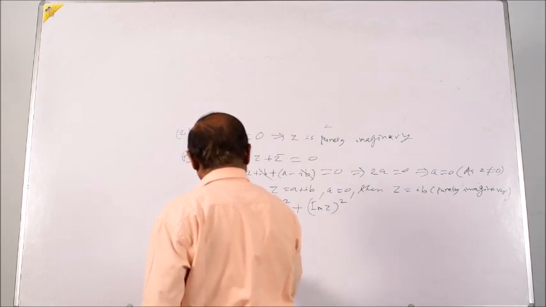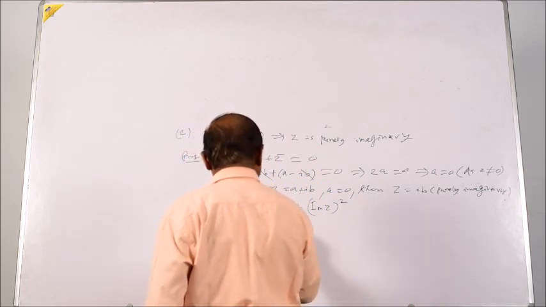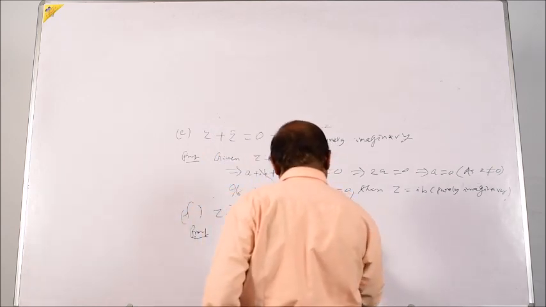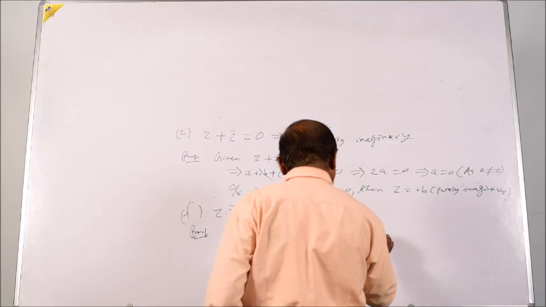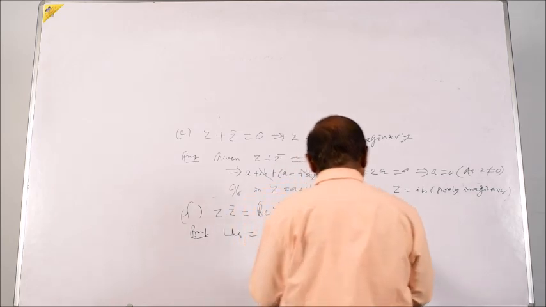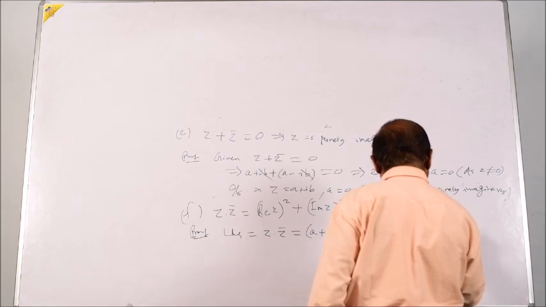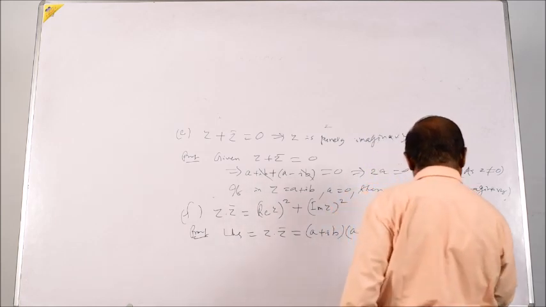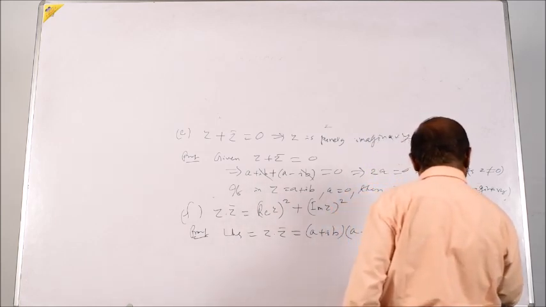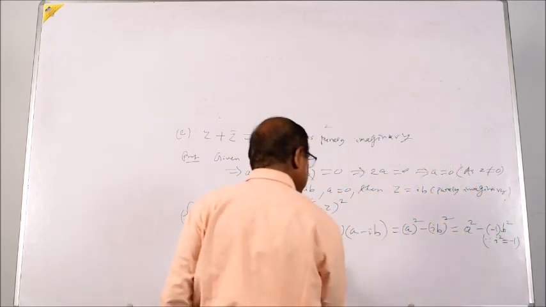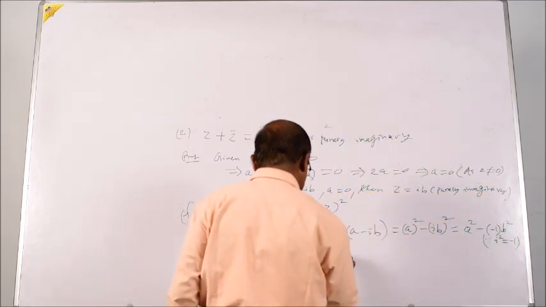Yes, LHS is z dot z bar. We know z, we have taken a plus ib. Z bar is the conjugate, a minus ib. So this is a square minus i b whole square, that is a square minus minus 1 into b square, since i square is equal to minus 1. So that is equal to a square plus b square.